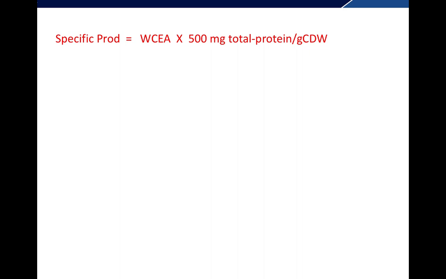And we know from our previous lectures that specific productivity is equal to the whole cell enzyme activity times 500 milligrams of total protein per gram dry cell weight. So this is just basically the protein concentration per gram dry cell weight, because we know that 50% of the dry cell weight of most cells is protein.